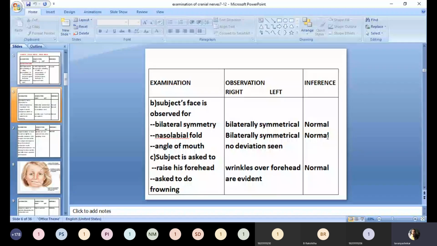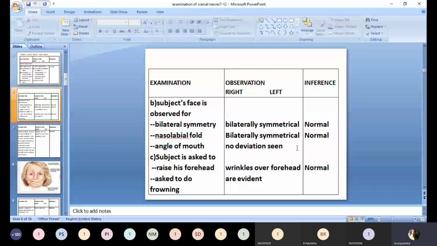So next you will ask the subject to raise his forehead to check for the wrinkles over the forehead. Also you will ask the subject to show his upper teeth or to smile, to check whether the angle of mouth is deviated to the healthy side, because due to the unopposed action of the facial muscles, the angle of mouth will be deviated. But usually if there is no lesion to the facial nerve, the angle of mouth will not be deviated. You check the angle of mouth by asking the individual to smile or to show us teeth. If there is no deviation, the inference will be normal.